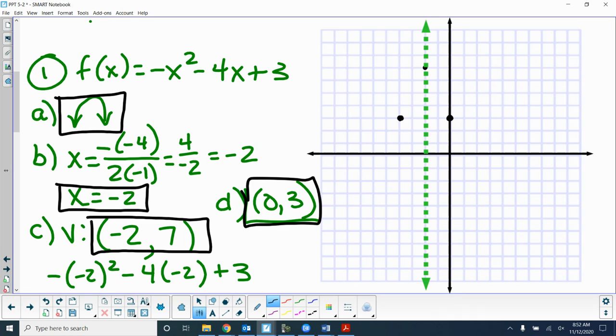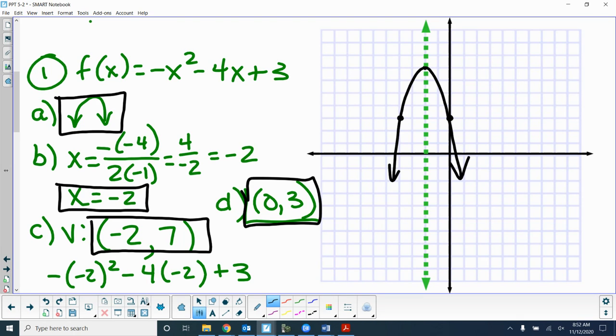Every year somebody puts that right when they graph it going the other way. Come on, man. Really? Does that ever happen to you, Mr. Druff? Absolutely, it does. Okay, so don't make those careless mistakes. Any questions on number 1?